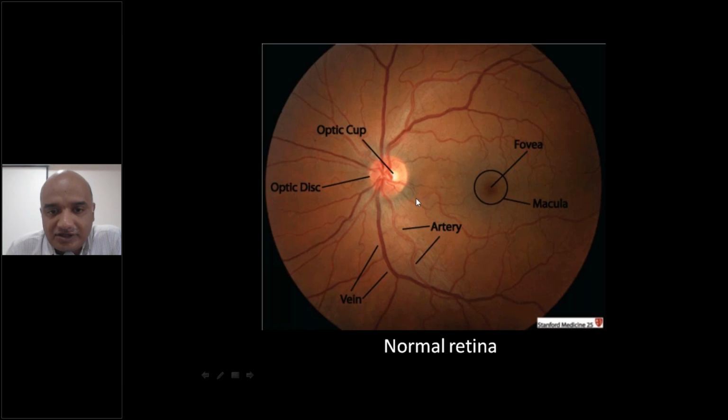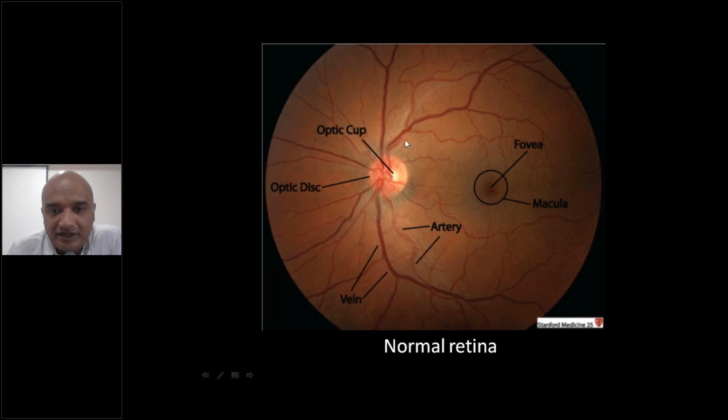Once you peep into the eye through the pupil, you dilate the pupil with tropicamide and you peep into the eye. This is what you see. These dark red vessels, which I am showing with the arrow, are the veins. And this light red color, these are the arteries. So now this is superotemporal, this progresses into superonasal, this is inferotemporal, this is inferonasal.